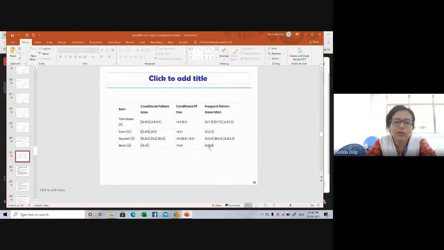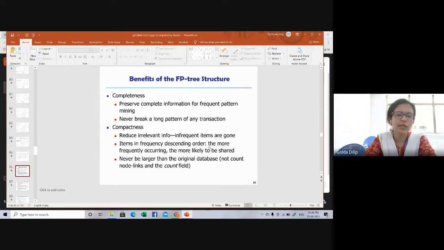Or another combination, corn and beans, C and B. Do we have that? Because we are generating only the frequent patterns, these are things not frequently bought together. That is the main idea behind association rule mining and the FP growth algorithm, and that's the main concept behind your FP tree algorithm. I hope it's clear now.